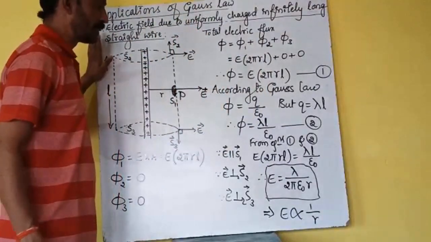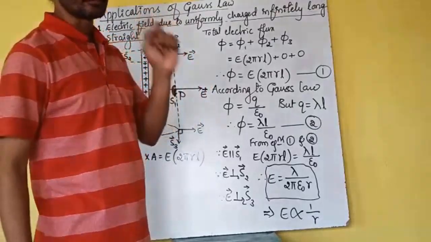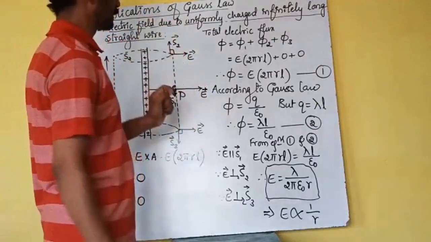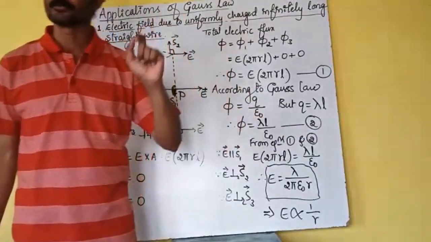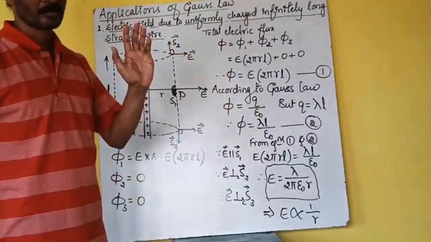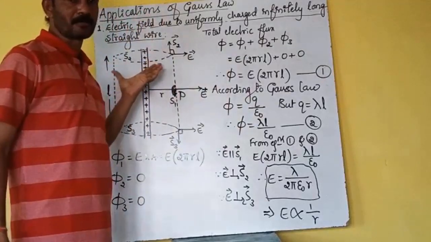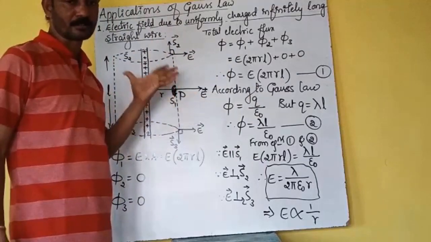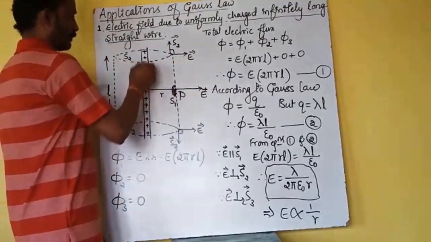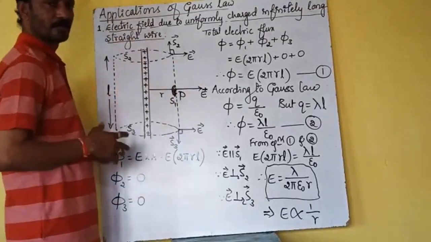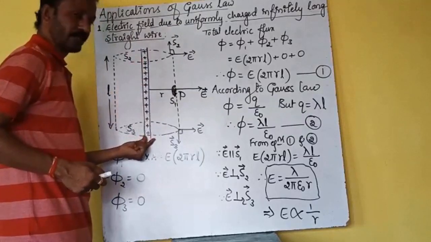So, this may be asked for 3 or 5 marks: derive the expression for the electric field due to a uniformly charged infinitely long straight wire using Gauss law. First, they may ask to state Gauss law and hence derive the expression for line charge. See once again. Consider a uniformly charged infinitely long straight wire.